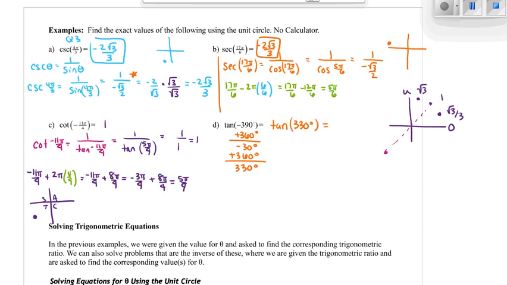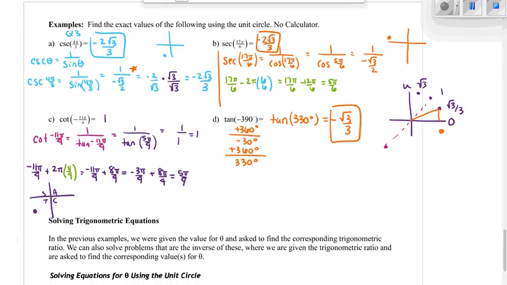So 330 degrees would be right here on my circle, which is going to be using this reference triangle of root 3 over 3, but it's in the fourth quadrant, which means that it's going to be negative root 3 over 3, because again, all students take calculus, so tangent is negative in this quadrant. So that gives us our values from our unit circle.